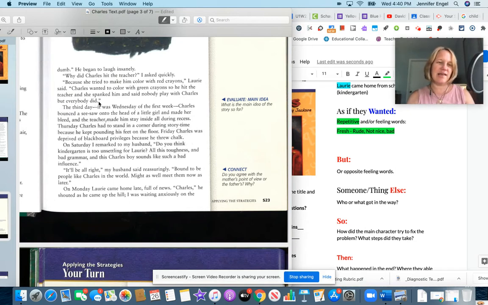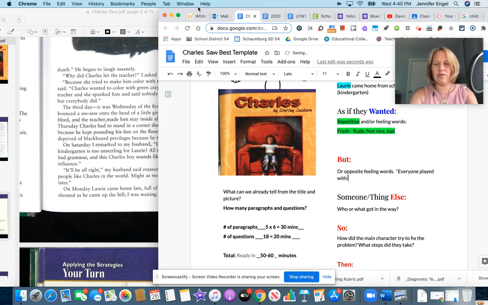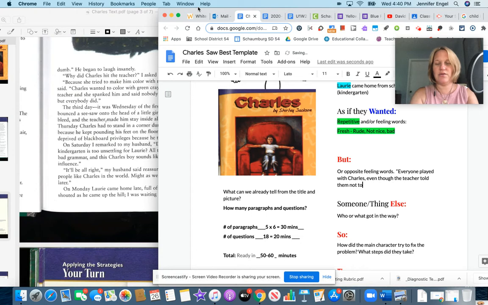Okay, so this is kind of interesting. But, or opposite word, feelings. So, but everyone played with Charles, even though the teacher told them not to. Now, this is kind of interesting. Why would a teacher say don't play with anybody, or especially? You can tell that this was written a long time ago because teachers can't hit students anymore.